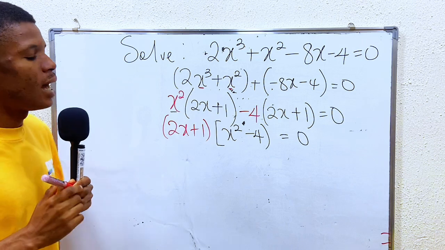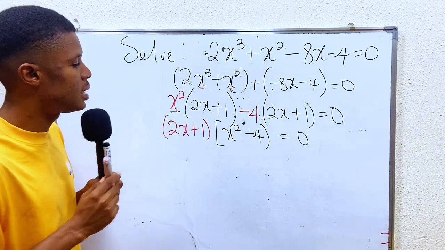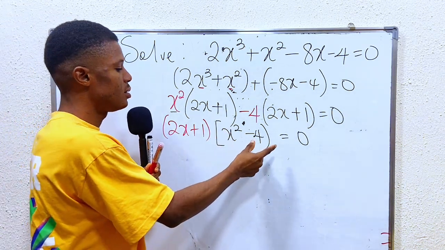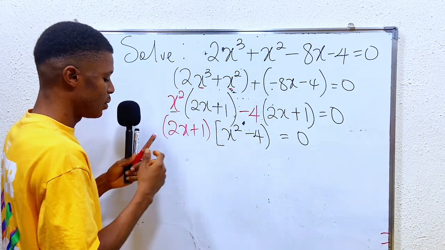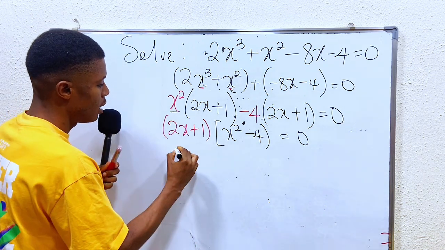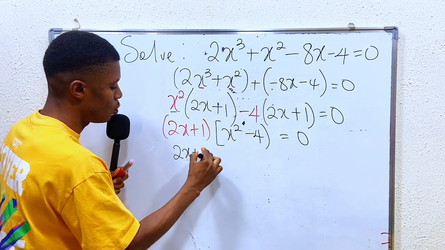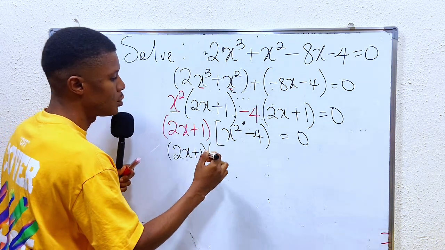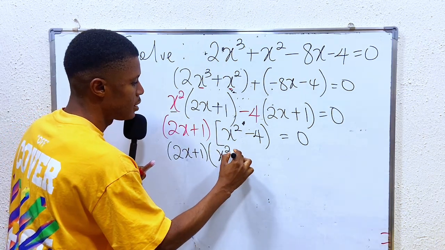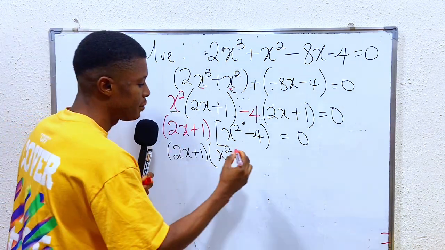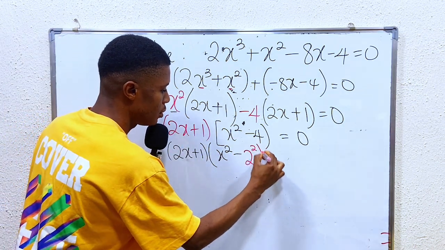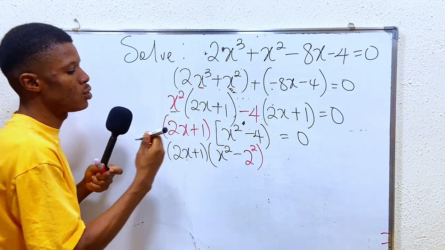And if you look at this term now, you can see I have x squared minus 4 is 0. So I can still factorize this. So I can write it as 2x plus 1 into x squared minus, instead of writing 4, I can write 4 to be 2 squared. And that's equals to what?